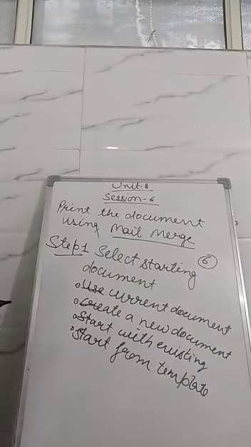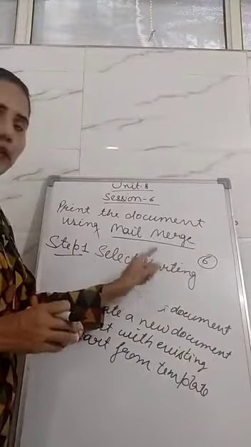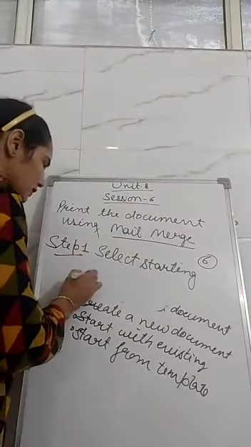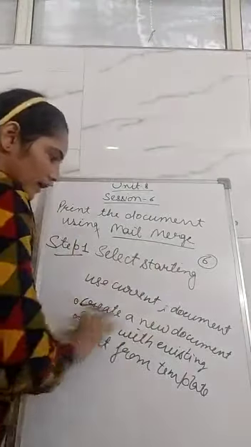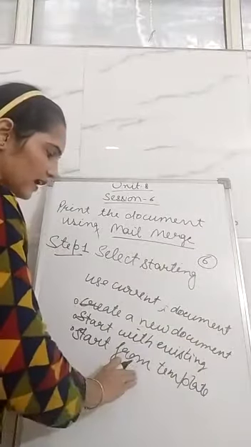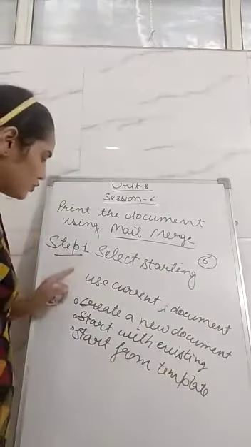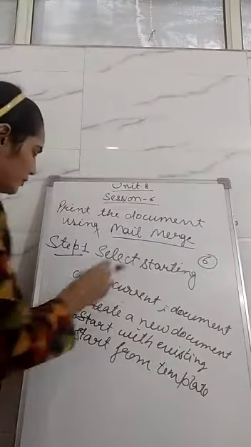Now step number 2, select document type. Clear? In the first step, you have to select the document and it will give 4 options: use current document, create a new document, start with existing document and start from template. You will select the first option, that is use current document.